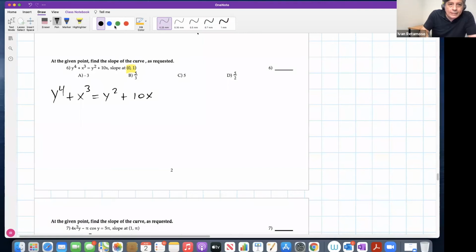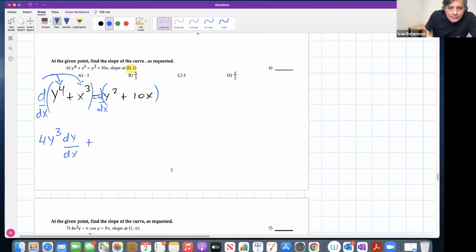So if you follow the alternative, the shortcut I just gave you, you start by taking the derivatives here with respect to x. And here, derivative with respect to x as well, right? Derivative of y raised to the 4th power is just equal to 4y raised to the 3rd power, since we're dealing with an expression containing y, dy/dx, right? dy/dx plus the derivative of x cubed, which is equal to 3x squared, right?